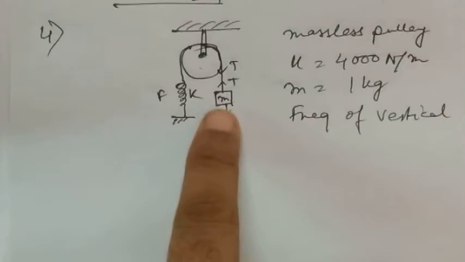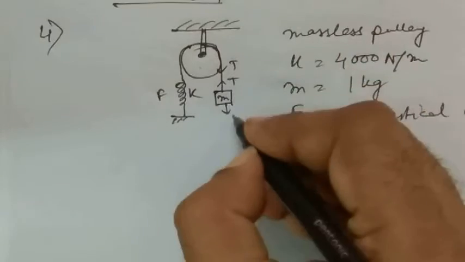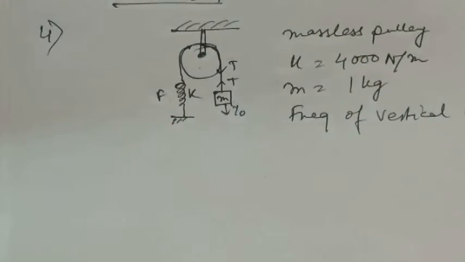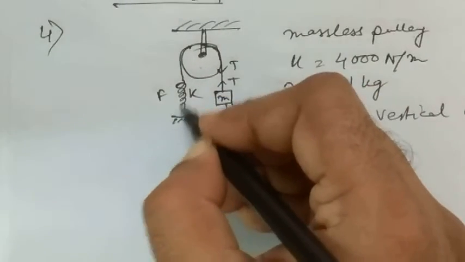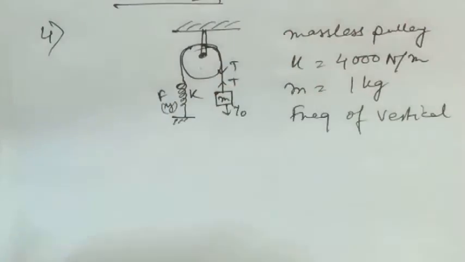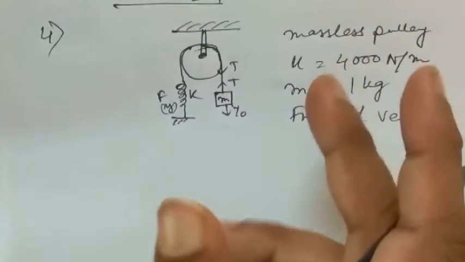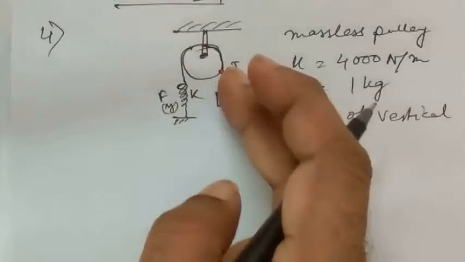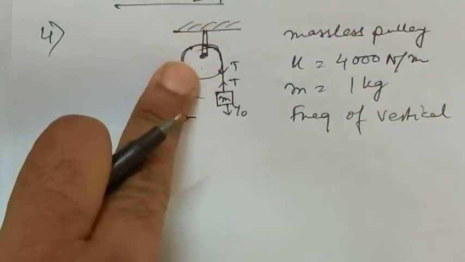So when this mass m is displaced by, suppose, y naught, the spring is going to stretch by a distance or displacement of, suppose, y. There is no mass between the string and the spring. Between the string and the spring, there is no extra mass. The pulley is massless here.